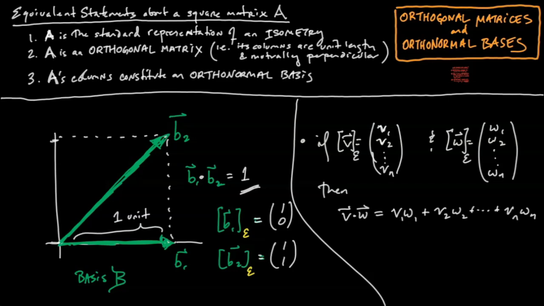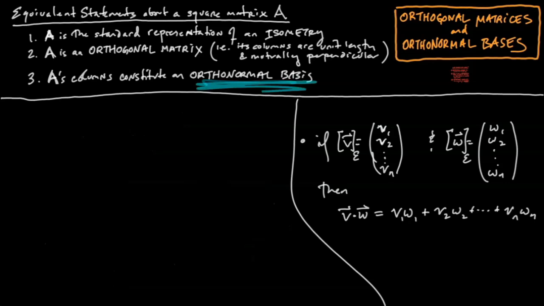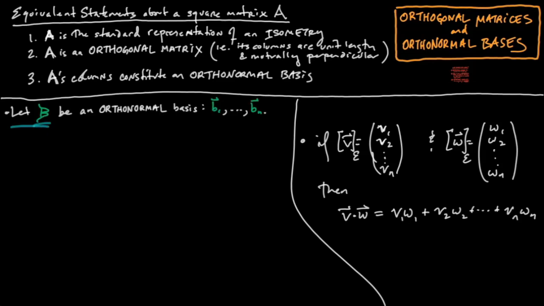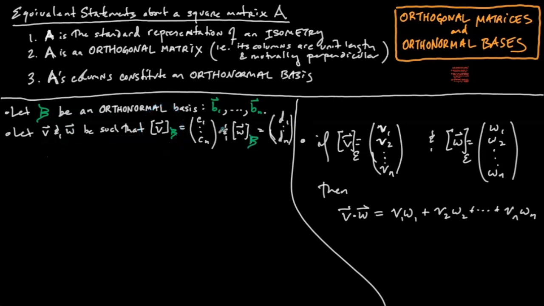But if we're working with an orthonormal basis, then all is well and the formula will still hold even when we write our coordinates in terms of that other orthonormal basis. And I will prove why that is so. To set the stage, let B be an orthonormal basis, whose vectors we will call B1 through Bn. And let V and W be two vectors in the space for which B is a basis, such that V's B coordinates are C1, C2 all the way down to Cn, and W's B coordinates are D1, D2 all the way down to Dn.